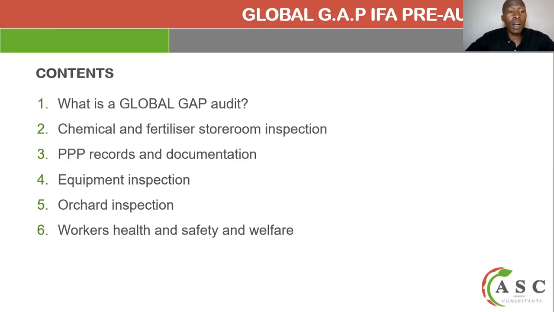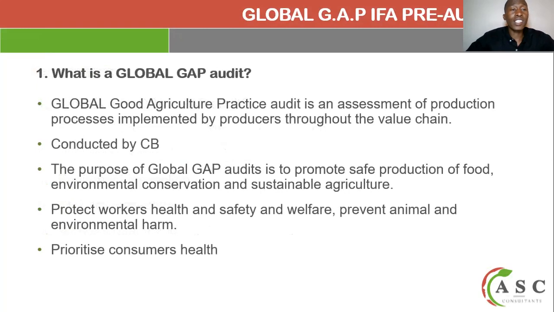And don't be confused by the acronym PPP. It stands for plant protection product, which basically are essentially your chemicals, your pesticides, insecticides, fungicides, etc. Then fourth, we'll look at the equipment inspection. Then fifth, we'll look at orchard inspection requirements. Then lastly, we'll have a look at what the auditors are more likely to check when it comes to workers' health, safety and welfare. All right, let's move on.